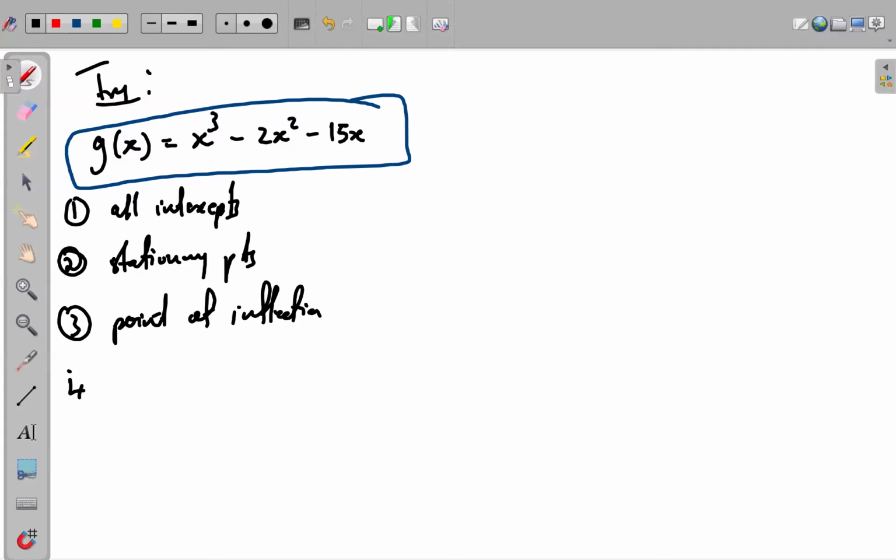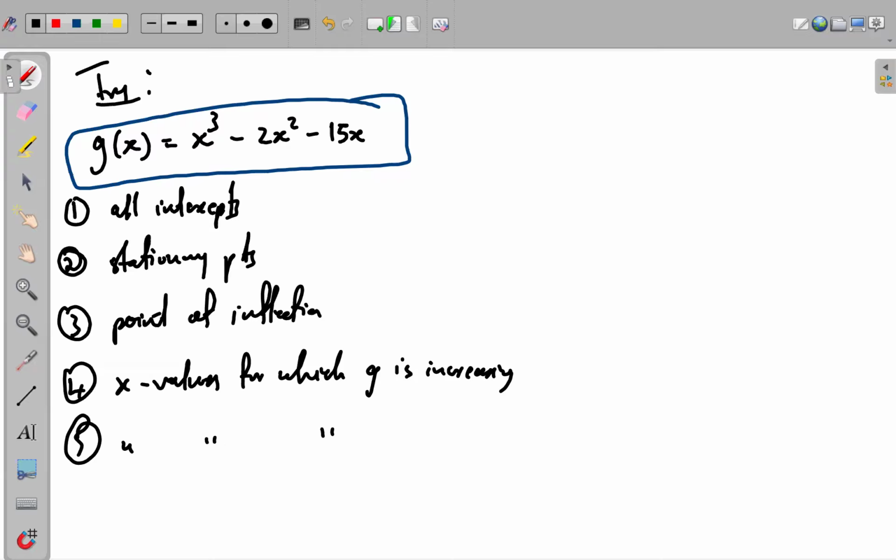And then I would also like to ask you to find x values for which g is increasing. And then obviously number 5 will be a repetition, but you will find x values for which g is decreasing. All right, please go ahead. Let's try this. Just 5 things to do.